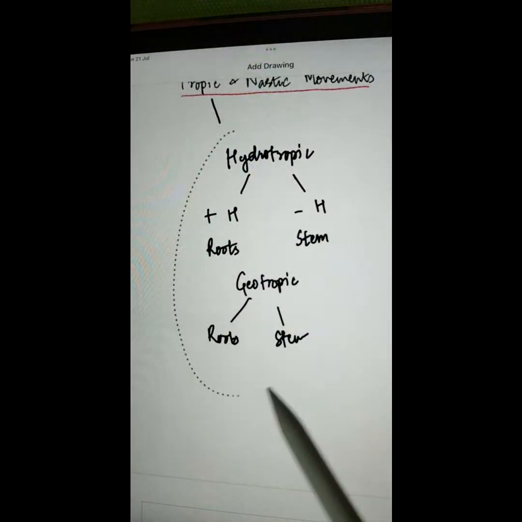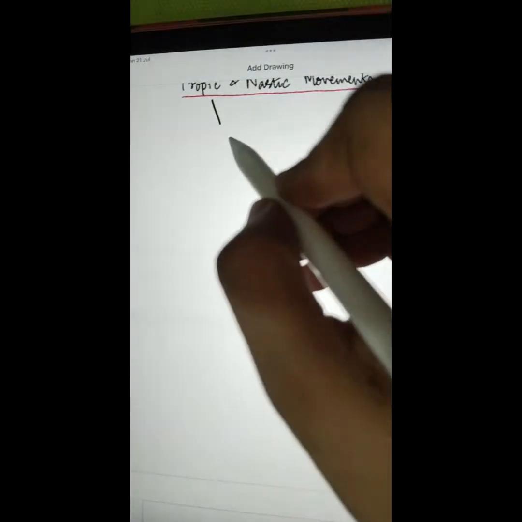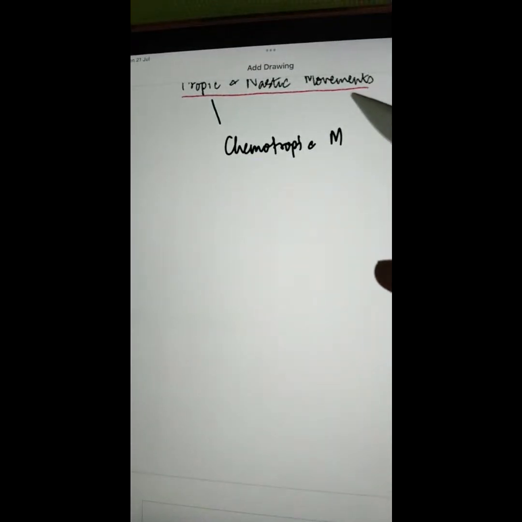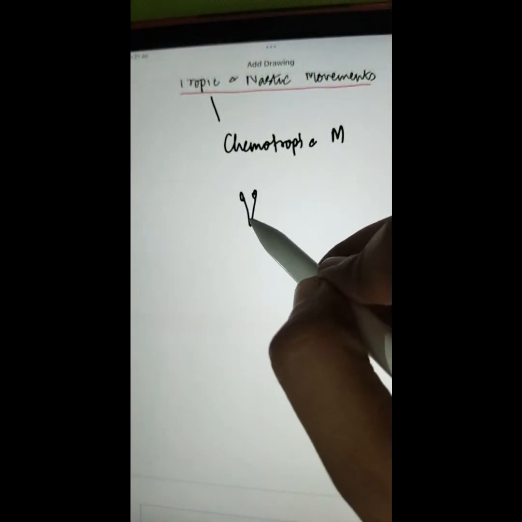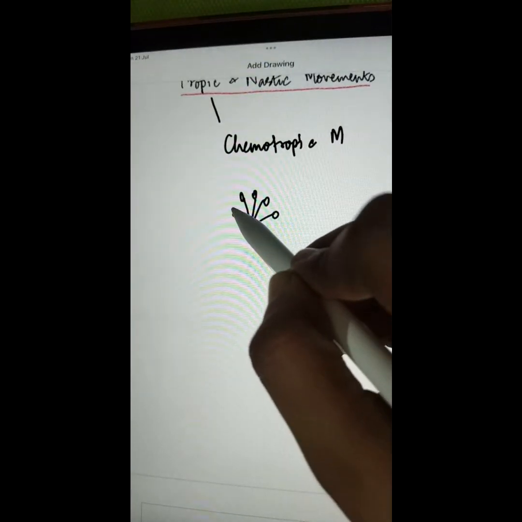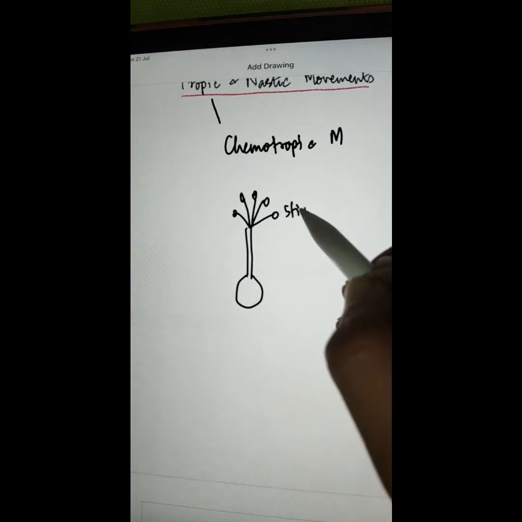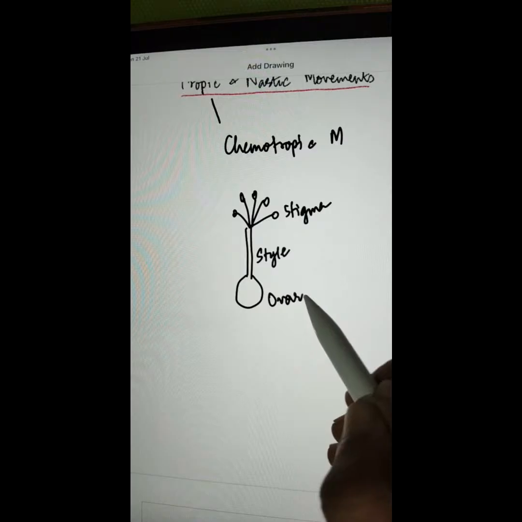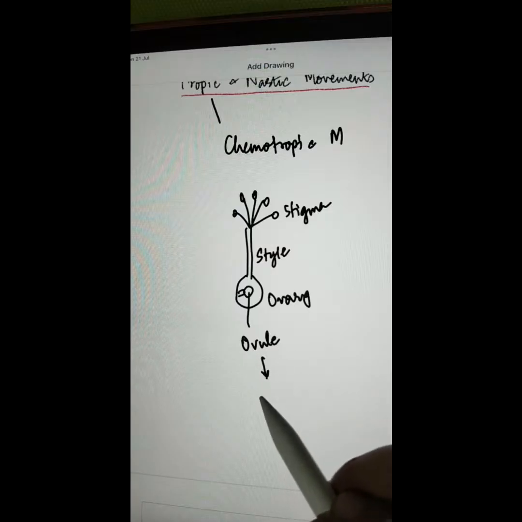Now we are done with the first three types of the tropic movements. Let's come to chemotropic movements now. Movement of a plant in response to chemicals is known as chemotropic movement. To understand this, you must know the female reproductive part of a flower. It contains stigma at top, then a long tube called style, and then ovary. Ovary has ovule inside it, and inside the ovule, the female gamete is there.